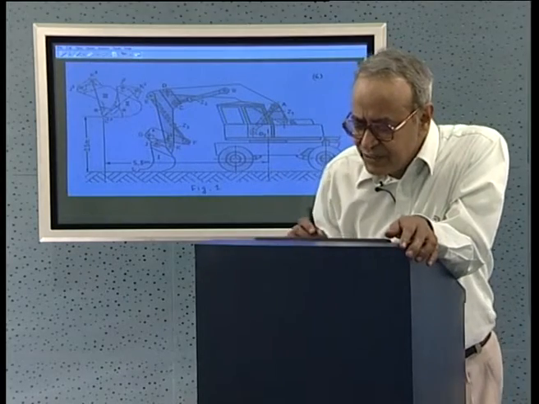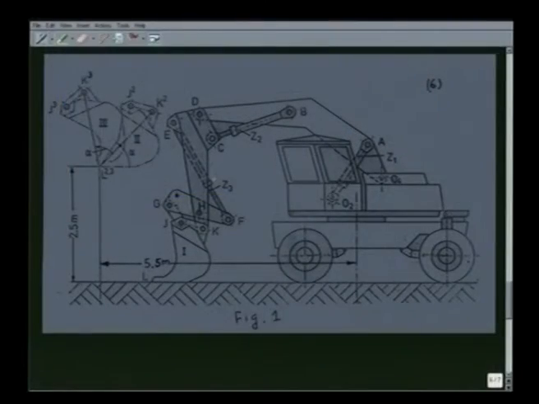As the last example of displacement analysis, let us now consider a really complicated problem as shown in this figure. This is the figure of an earth moving machinery, the model of which we have seen earlier. This particular machine has 3 hydraulic actuators, one at Z1, other at Z2, and the third one at Z3. So, this has 3 independent inputs.